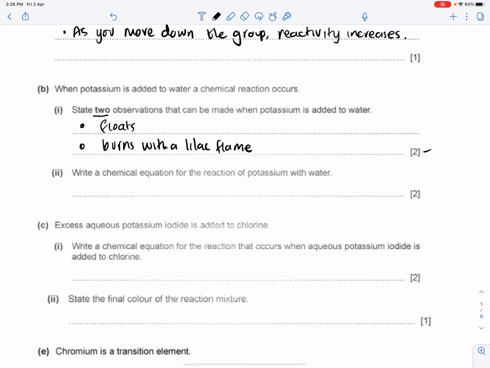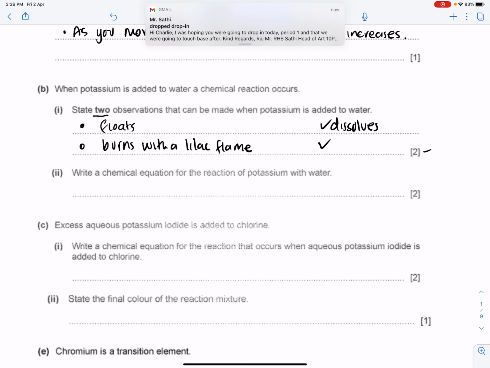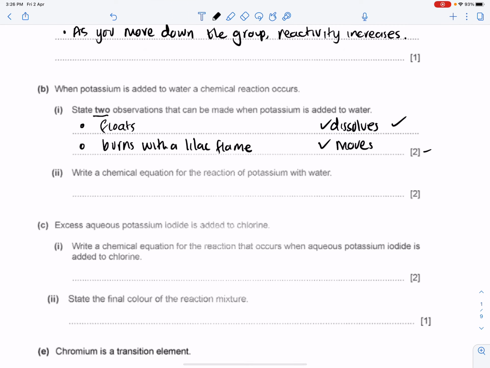This would get the marks, but you could also have anything from: it dissolves, it moves around on the water, it bubbles or fizzes or effervesces, or it melts. There are many things that you could have written for this.